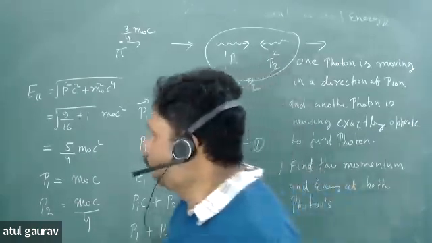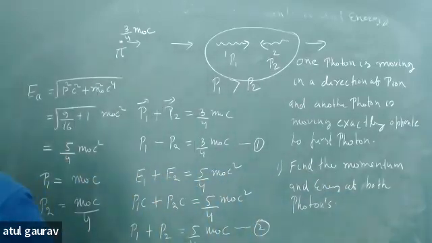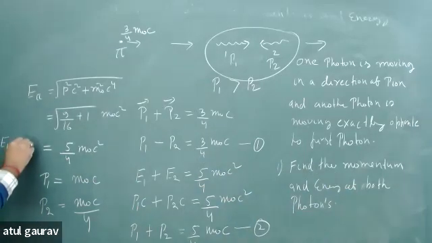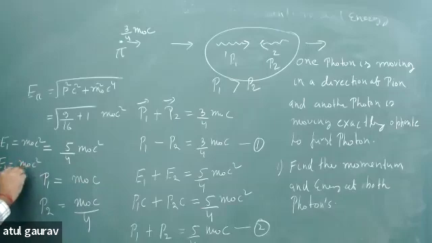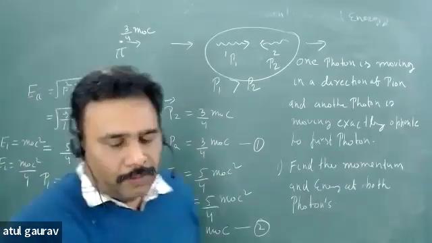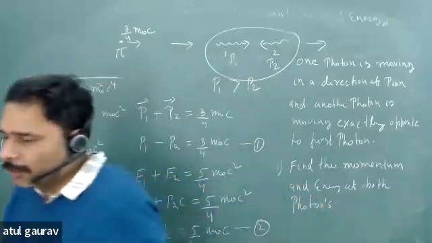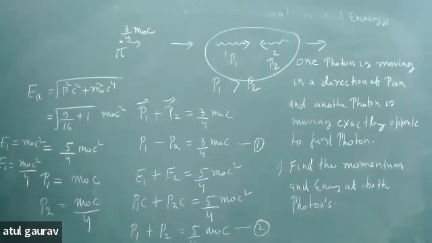And what will be your E1? E1 क्या होगा? What is your E1? m naught c square. What is your E2? m naught c square by 4. Okay, so this is one of the very nice problems. चलो एक और प्रॉब्लम करें.